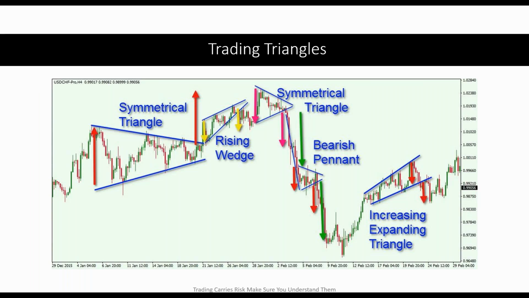So we have symmetrical triangles, rising wedges, bears, pennants, increasing. We have all types of wedges and all shapes. Basically, for a triangle, you have an upper and a lower line moving into it, moving closer and closer together, and prices moving between. And you get the triangle formation on your chart.